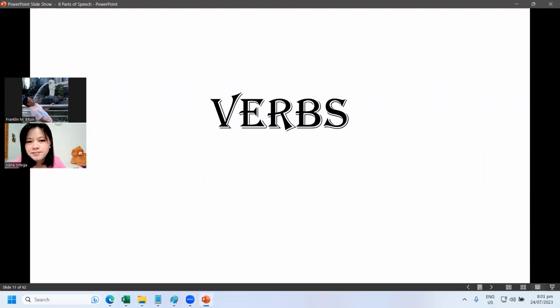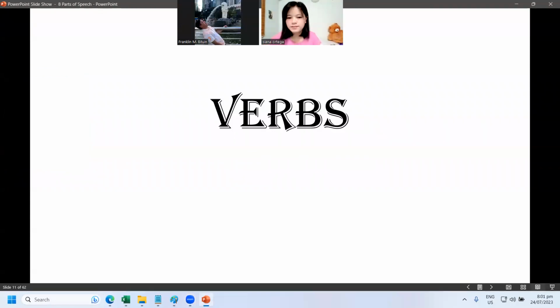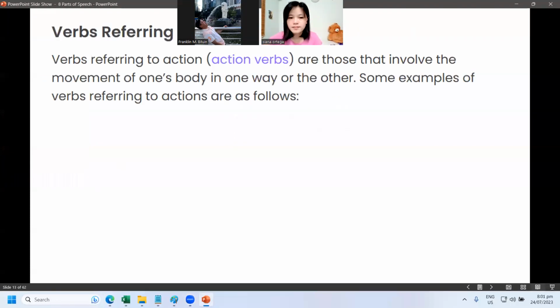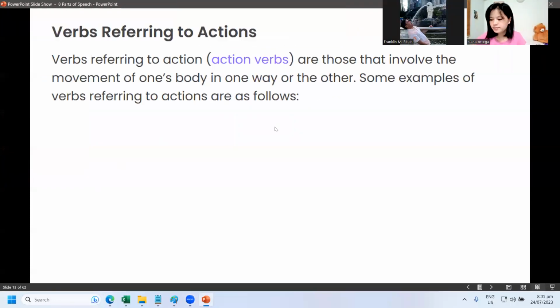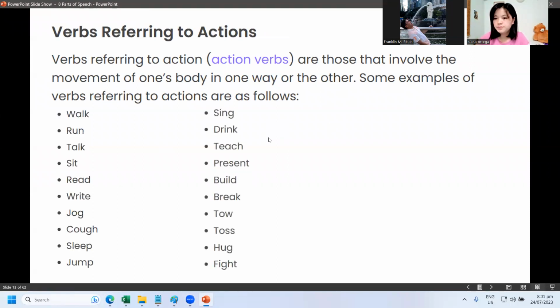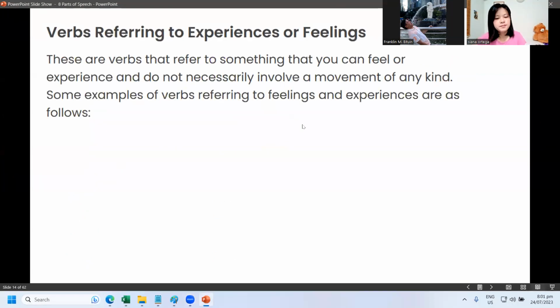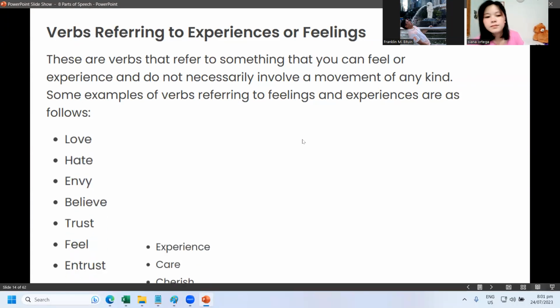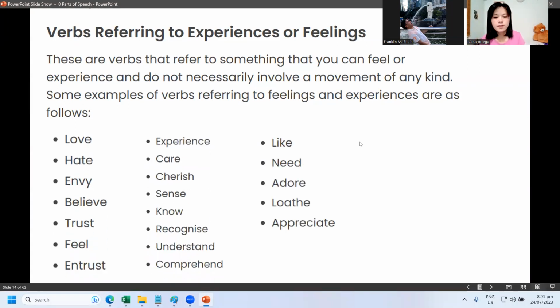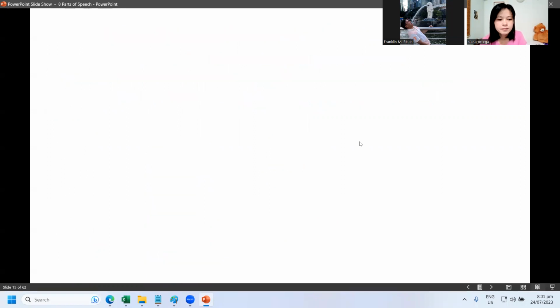Okay, our lesson last time was verbs. So let's see where we stopped last time. We already finished this one. We talked about verbs referring to actions, the action verbs. Right there, those are the examples. We already discussed this. We also discussed verbs referring to experiences or feelings. Example is there: love, hate, envy, believe.